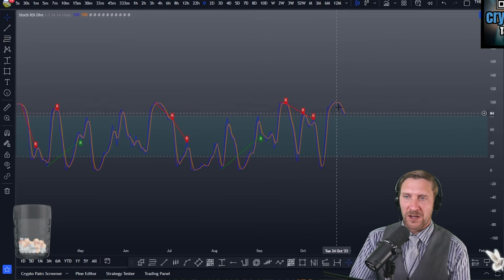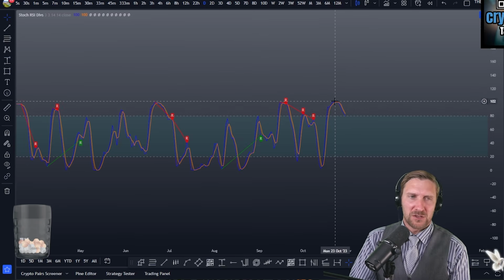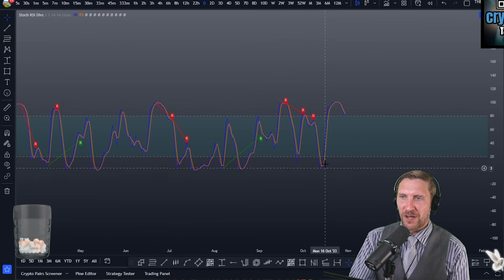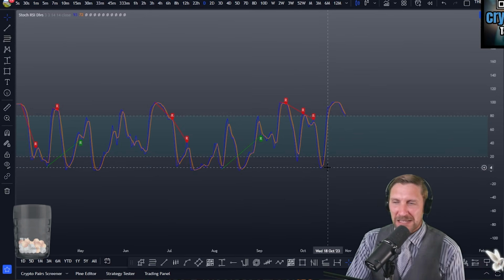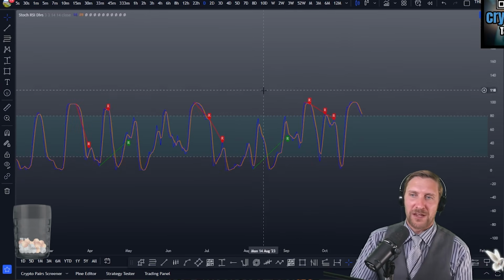Whenever we're about here, we're getting into the overbought region, meaning there's a lot of people who have bought in, and we're at the end of its rally. Whenever we're down here, we're getting into the oversold region, and it's telling us that it's probably a good place to start to buy in because most of the sellers have waned and sold off.